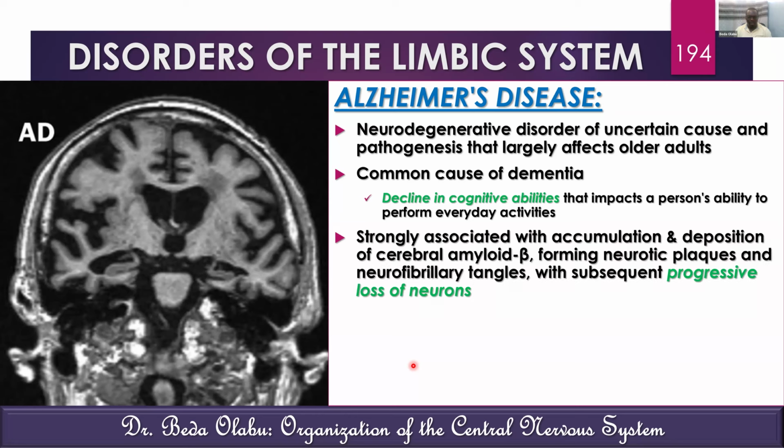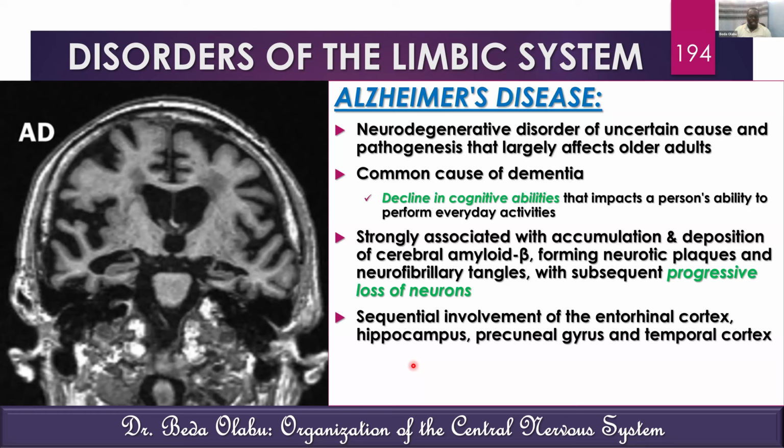When you look at it pathologically, there's a strong association between Alzheimer's disease and the accumulation and deposition of what we call cerebral beta amyloid. It's a particular protein that accumulates or deposits within regions of the brain, forming what we call plaques and neurofibrillary tangles. The eventual process is that it will cause neuronal loss, so neurons die, and so there'll be volume loss in the brain. The regions of the brain which are affected in sequence are largely the entorhinal cortex.